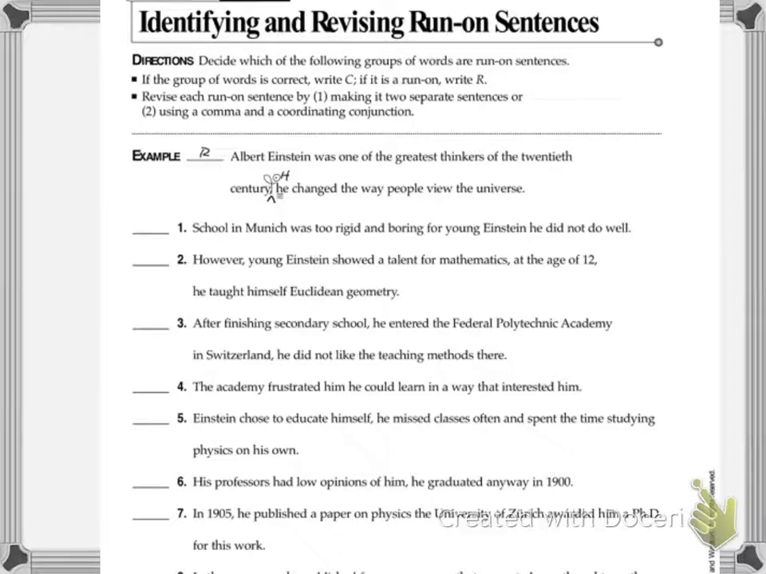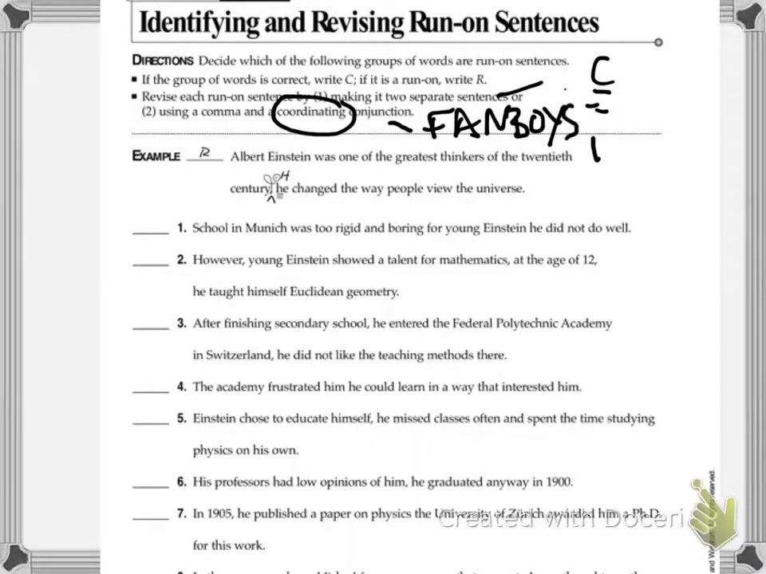All right, so now we're going to try to do some of these together. So your worksheet here is the one that says identifying and revising run-on sentences. So here are the directions. If the sentence is correct, write C, and if it's a run-on, write R, and then revise each run-on by either making it two separate sentences, so that would be with a period and a capital letter, or using a comma and a coordinating conjunction, and remember that the coordinating conjunctions are those fanboys. For, and, nor, but, or, yet, so.